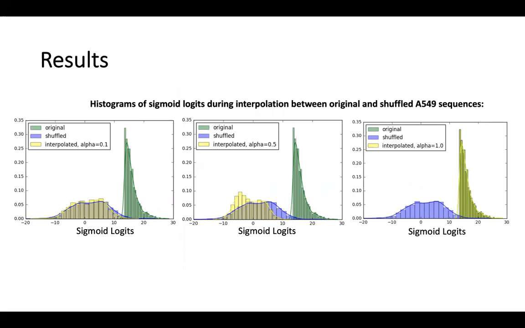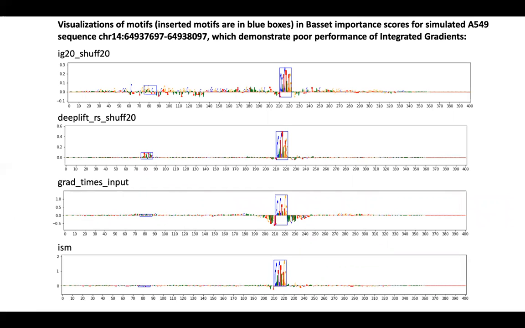As we saw earlier, integrated gradients sometimes performs more poorly than even grad times input. We speculate that this is due to the linear interpolation that is done between the reference input and the actual input. Looking at the histograms of sigmoid logits during interpolation between original and shuffled A549 sequences, we see that the output on the interpolated inputs sometimes goes outside the distribution of the output on real inputs, which could be related to the poor performance. Here's a visualization of the scores on a sequence where integrated gradients perform poorly. The ground truth motif is highlighted in blue. One direction for future work is to compare our results with the 2019 work by Anupama Jha and colleagues, which proposed more sophisticated choices for the interpolation path for integrated gradients.